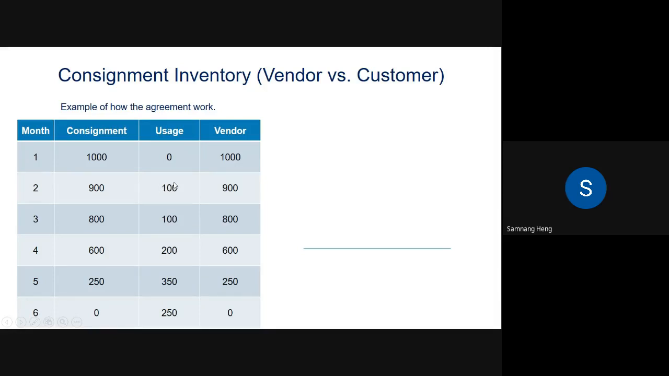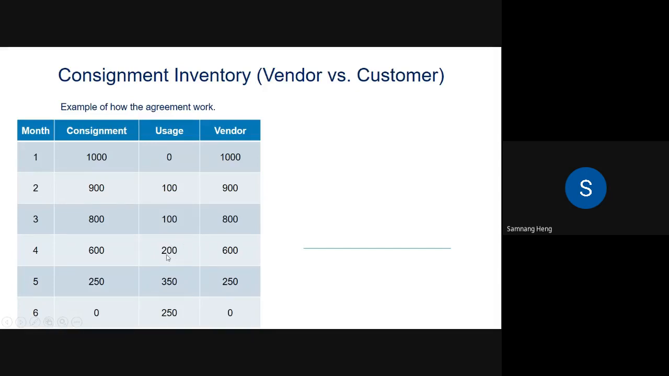Second month, the buyer could sell like 100 units, so we still have 900 units left over. Third month, they sell 100 units more, so we have 800 units left over, and the vendor still has ownership over 800 units. The fourth month, the retailer could sell up to 200 units, and then we still own another 600.